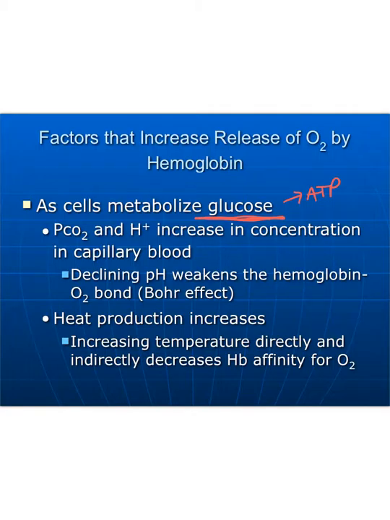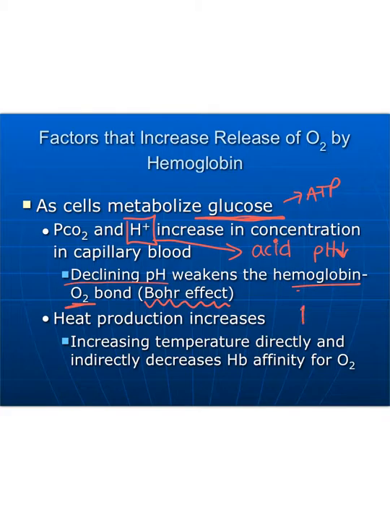Okay, well, what happens is, as we metabolize glucose, the amount of hydrogen increases. Remember, hydrogen directly is a measure of acid. So if hydrogen increases, your acid gets stronger. Okay, so we would say the pH would decline. So the dropping of the pH actually weakens the hemoglobin binding to the oxygen. So that bond is weaker. We call that the Bohr effect. So acid, lower the pH, weakens the bond.